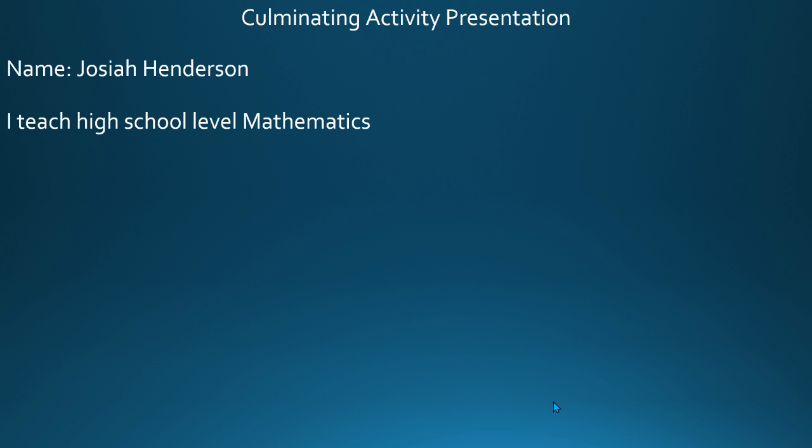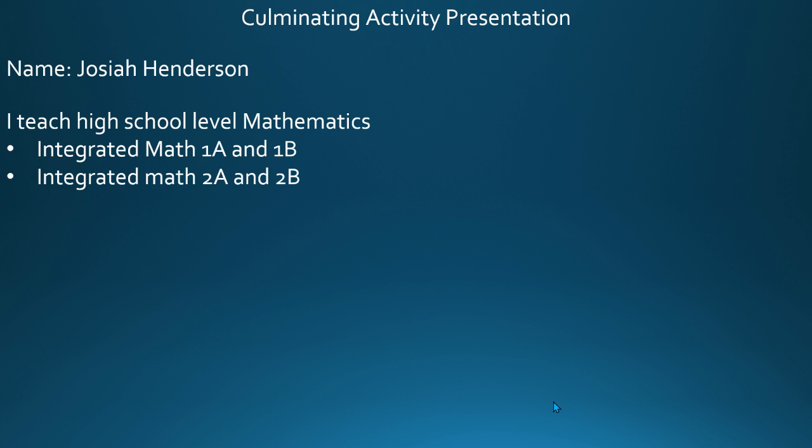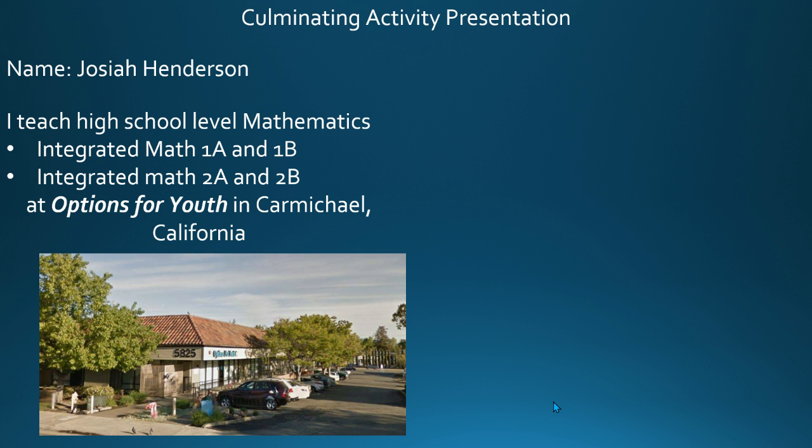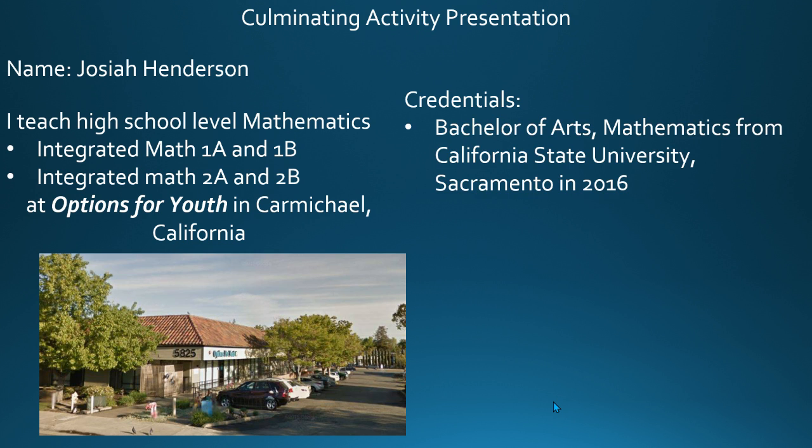I teach high school level mathematics, including Integrated Math 1 and 1A and B, and Integrated Math 2A and B at Options for Youth in Carmichael, California. We're a public charter school. I finished my bachelor's in arts mathematics at Sacramento State University in 2016, and a year later finished my single subject teaching credential for mathematics, also from Sac State.